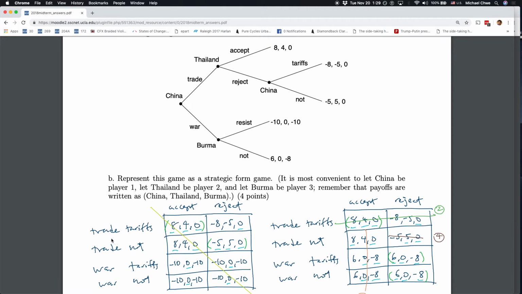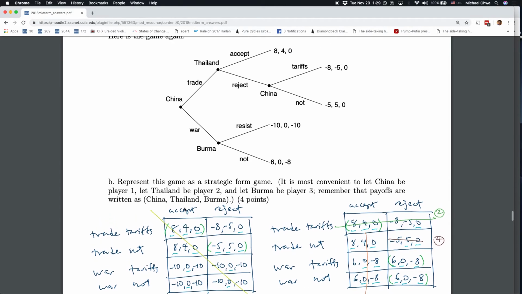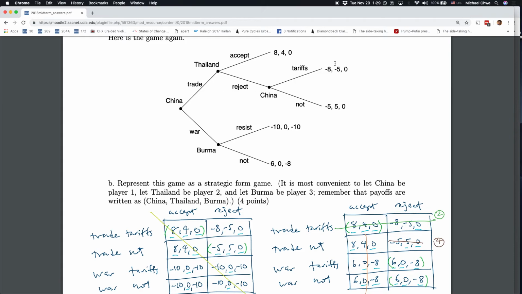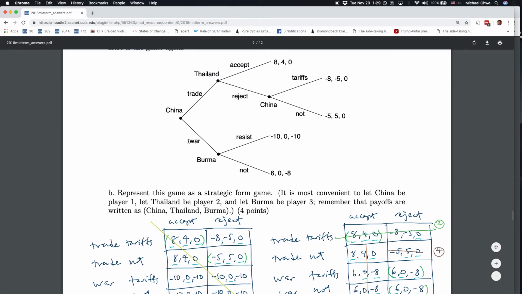How about this? China does trade tariffs, Thailand does accept, and Burma does resist. So trade tariffs. Oh, I don't know how to draw on the screen. Okay. China does trade tariffs, Thailand does accept. So we just end up here, 840. How about here? Trade tariffs, reject, resist. So trade, reject tariffs. So we end up minus 8, minus 50. That's this.